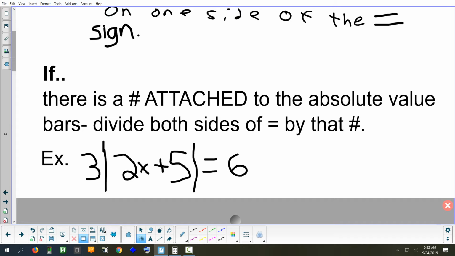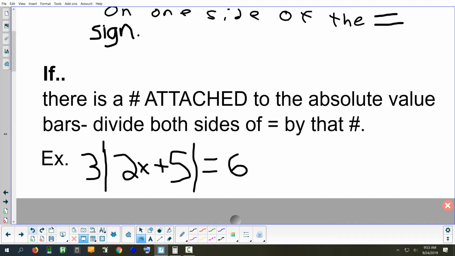Okay? I don't care if there's stuff inside the bars, that's fine. But when I say I want the absolute value by itself, I don't want anything else next to the bars on the outside. Right? So this is a problem. Okay, we don't want that 3 there. And that 3 is attached to the bars. It's right up next to them.